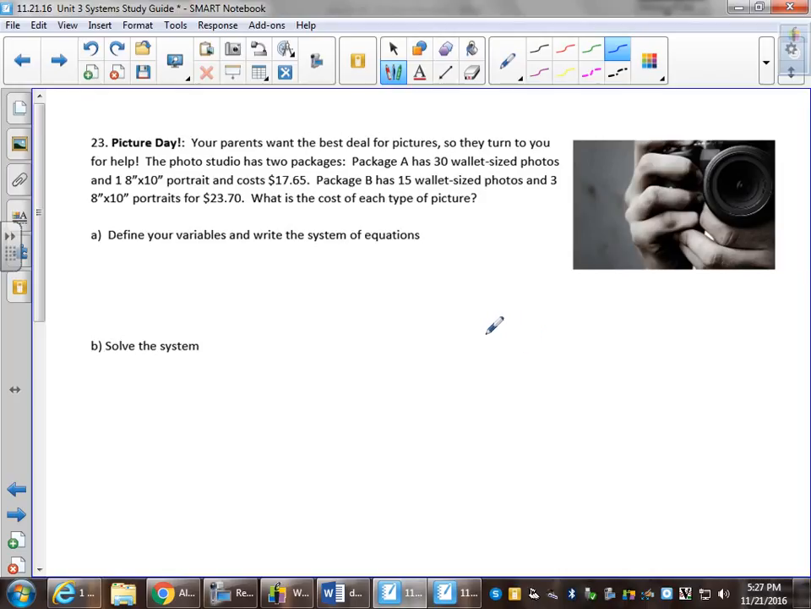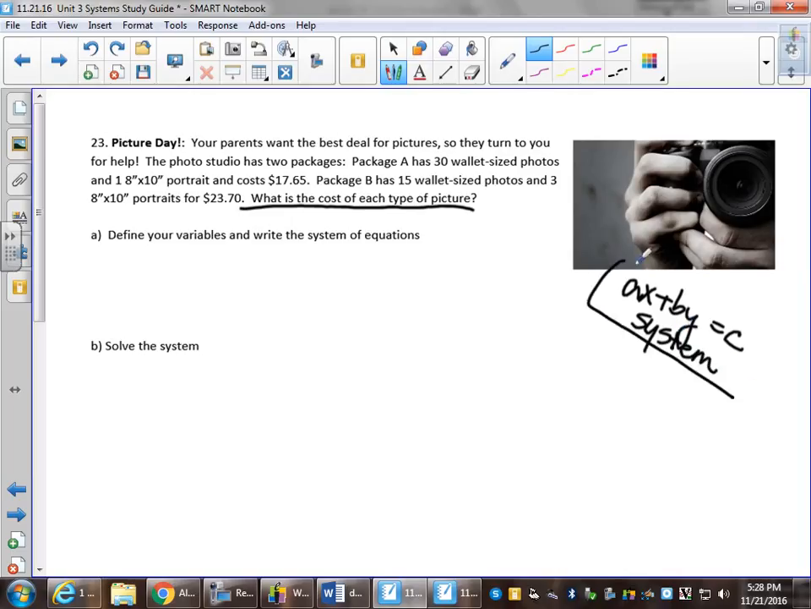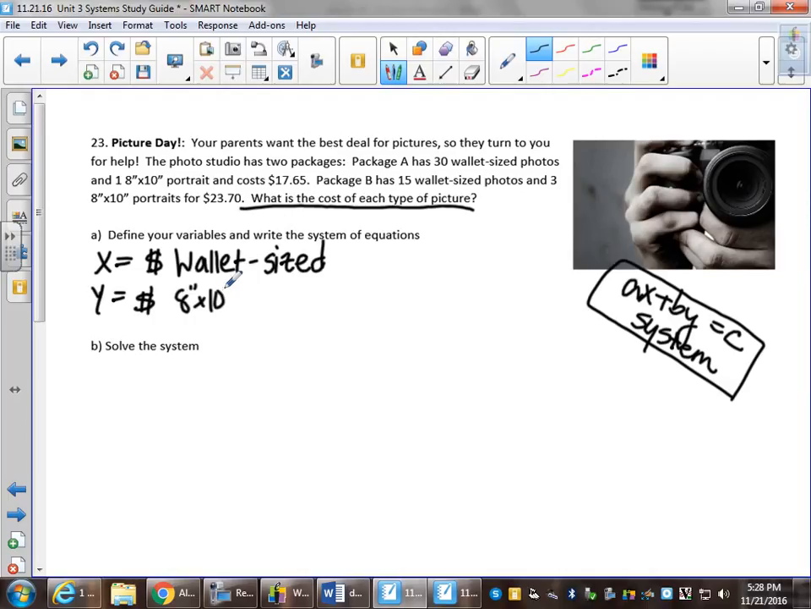Package A has 30 wallet-sized photos and 1 8x10 portrait and costs $17.65. Package B has 15 wallet-sized photos and 3 8x10 portraits for $23.70. What is the cost of each type? Right away, I know it's an AX plus BY equals C system. From the question, I know what my variables are. It'll be cost and cost because it says cost of each type. What are the 2 types? I've got wallet size and 8x10 portrait.